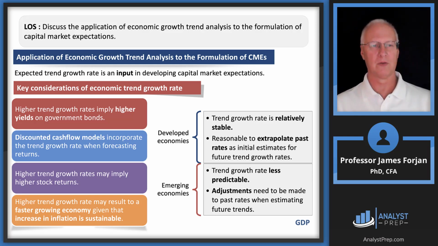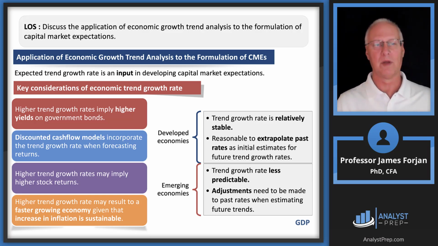Higher trend growth rates imply higher yields on government bonds. All right, that makes sense, that if we have lots of growth, in order for us to lend our money to the government, we're probably going to demand a higher return because we have all these other outlets out here. So that's a little bit of an opportunity cost embedded in that first one there.